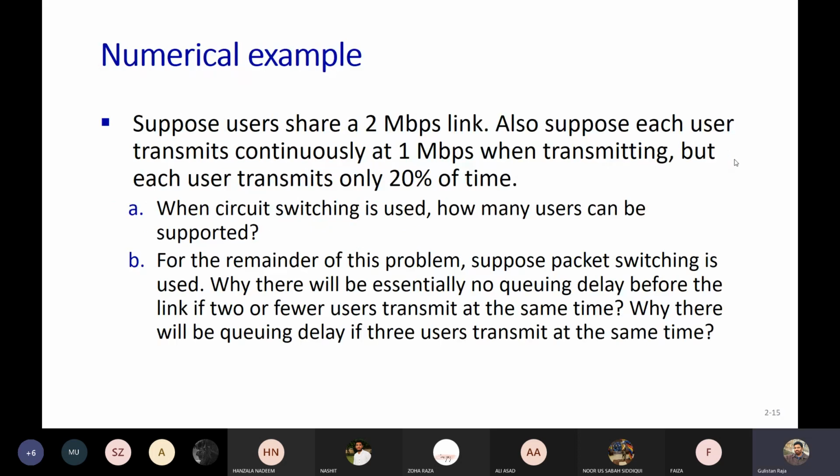Now let's look at this question. Suppose that users are sharing a 2 Mbps link. Also suppose that each user is transmitting continuously at 1 Mbps when transmitting, but each user transmits only 20% of the time. Now the question is this: when circuit switching is used, how many users can be supported?